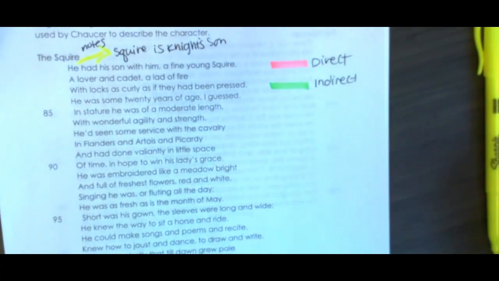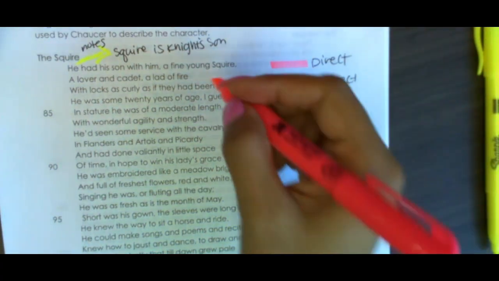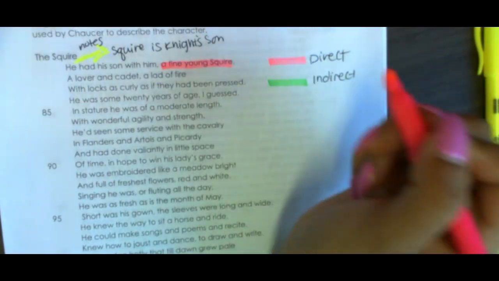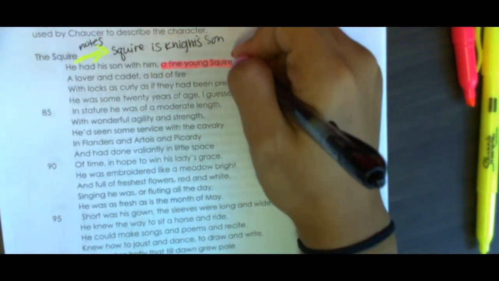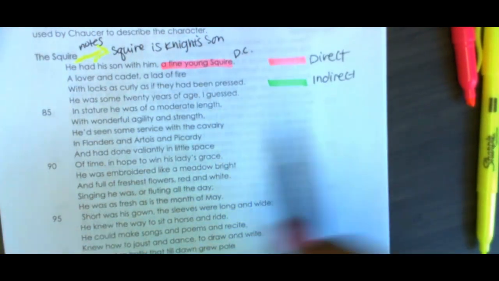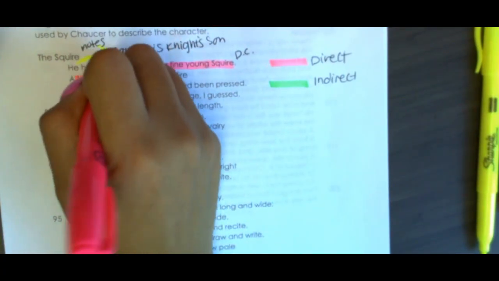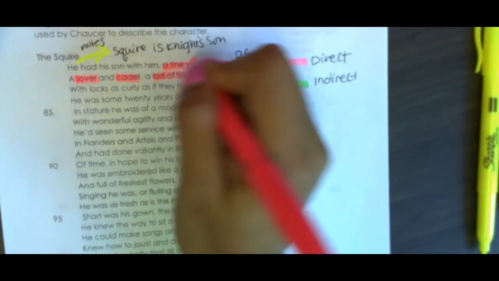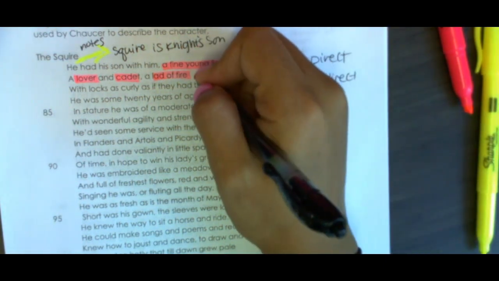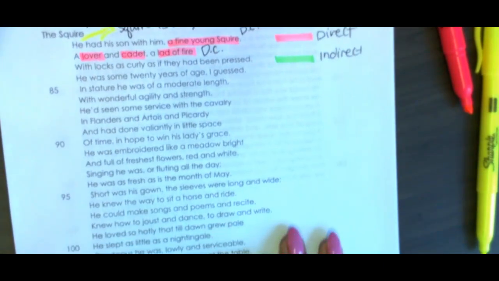Okay? So "a fine young squire." That is direct. Ain't no way around it. Fine young squire. Direct characterization. Telling us straight up. "He is a lover, a cadet, and a lad of fire." Straight up, lover, cadet, lad of fire. No question. Directly telling us about this squire.